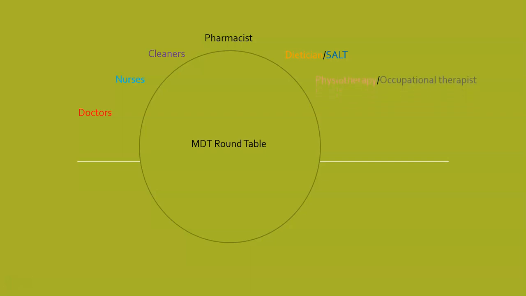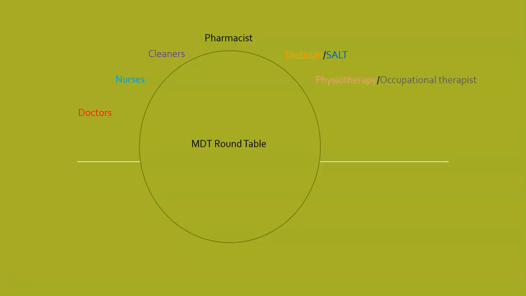So you have the physiotherapy and the occupational therapist. Physiotherapy are involved in helping the patient mobilize, getting them in and out of bed, back and forth to the toilet, up and down the stairs, making sure that they're able to mobilize as appropriate.